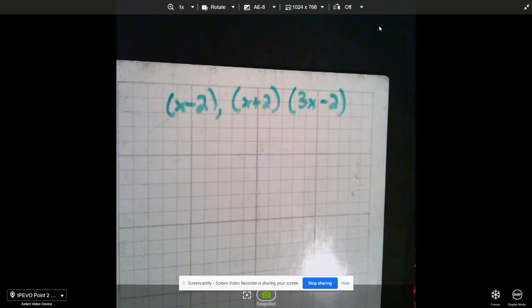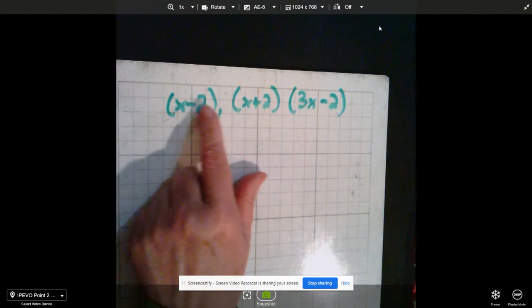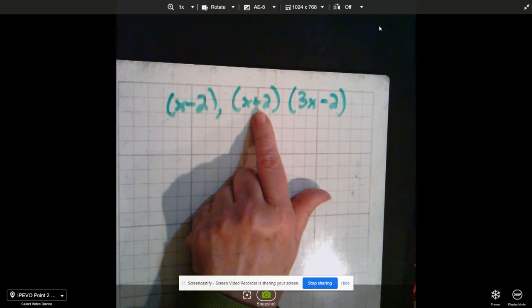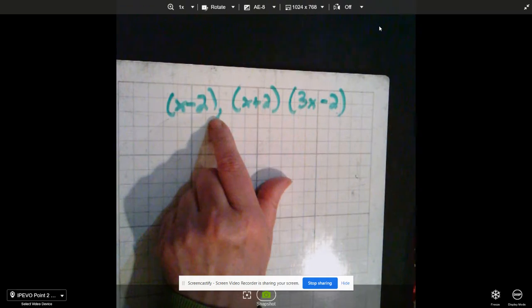So remember, in an arithmetic sequence, the common difference would be if I take this and subtract that, I would have a common difference. Or if I take this and subtract this, I would have a common difference. But now I have a common ratio, and so I have to divide them.